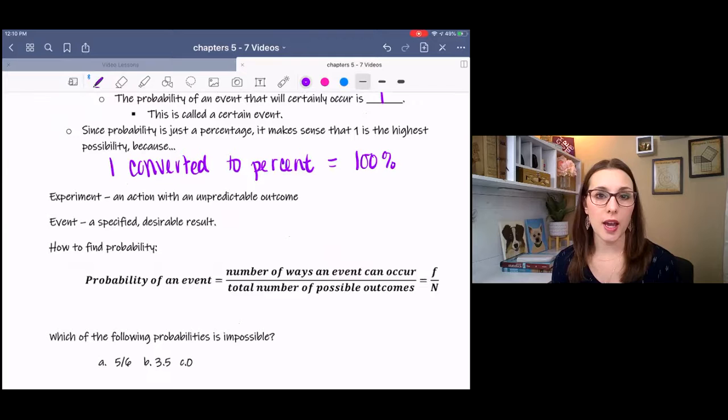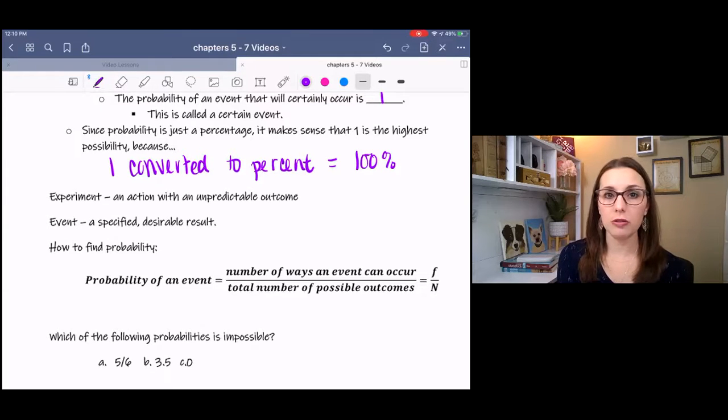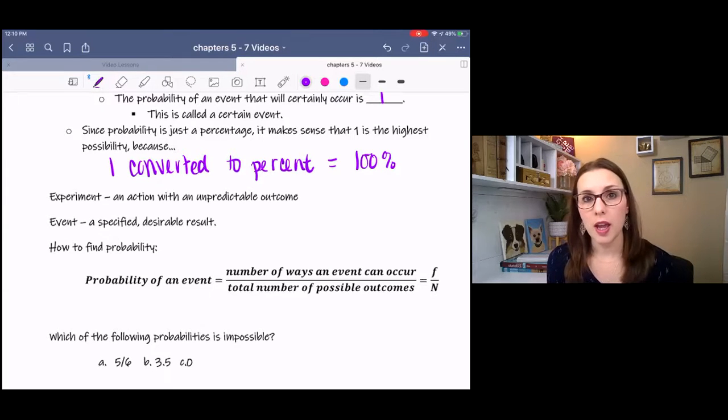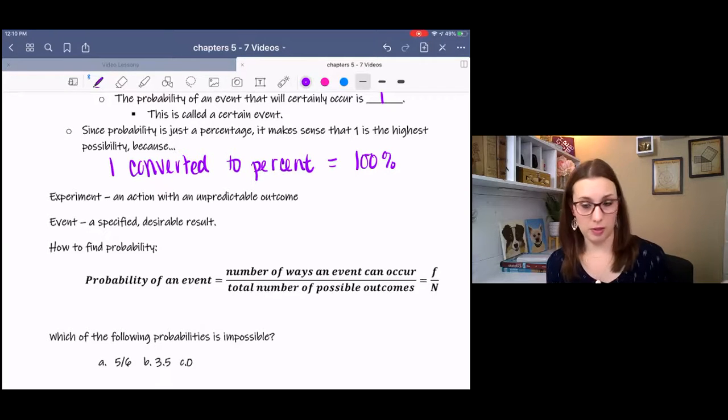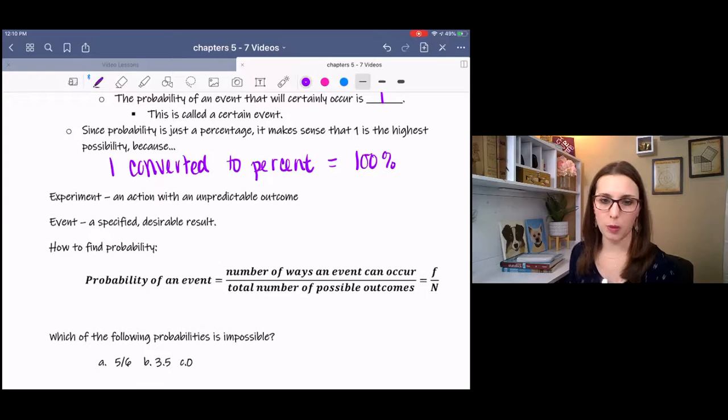So let's say my experiment is I want to know the probability of when I roll dice, and I want to know the probability that I get a 1. And so the experiment is that I'm rolling the dice, and the event is the probability that I'm rolling a 1. And that's my desired outcome, because maybe that's my favorite number. It's not, but we'll pretend.